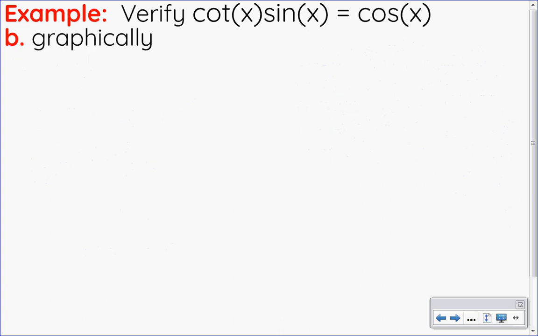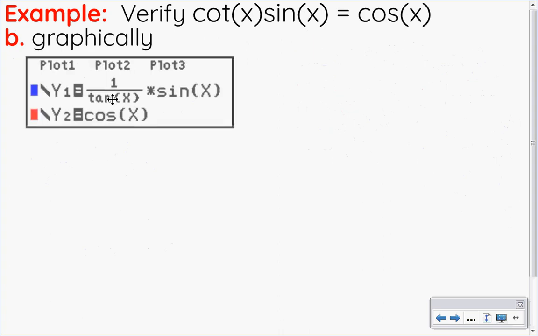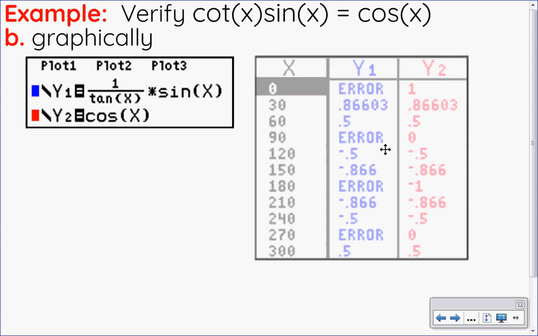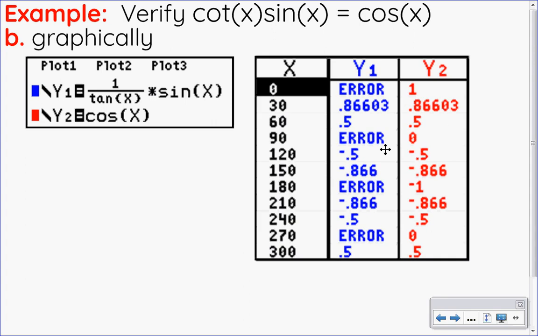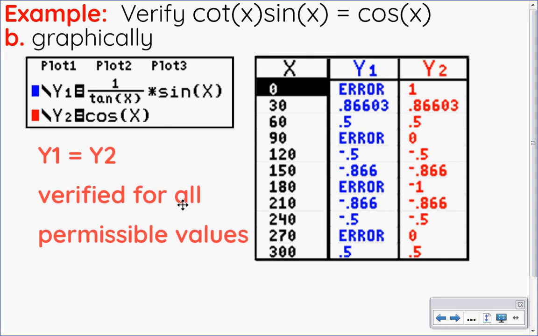Let's look at how to do this graphically. To do this graphically, in y1, I would enter cotan times sine. Now there is no cotan button, so I have to enter 1 over tan, and I'm going to multiply that by sine. And in y2, I'm going to put the other side, which is cosine. I'll go into my table of values for the calculator. And while I do see a whole bunch of errors, I do see that y1 equals y2 for all the permissible, that means allowed, values. So that is a verification.